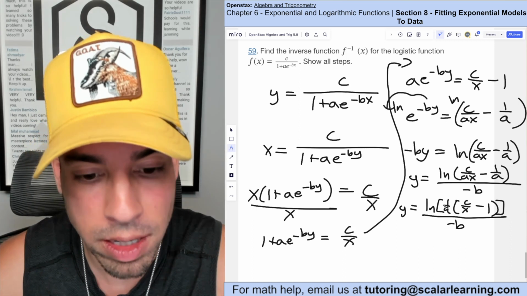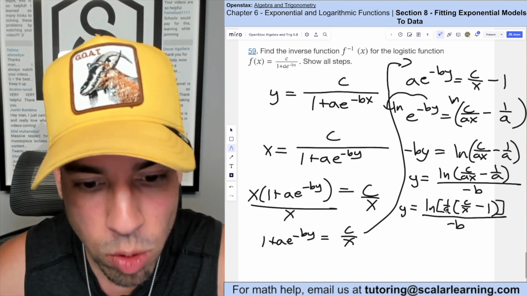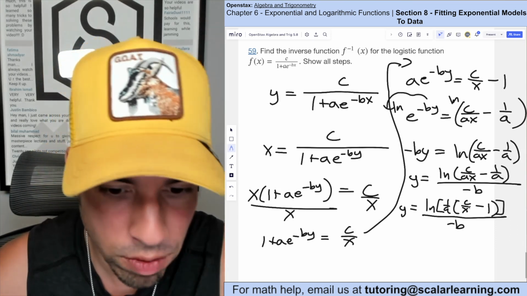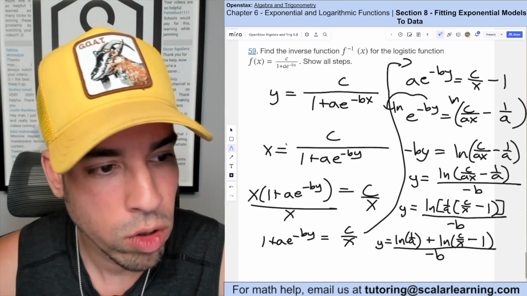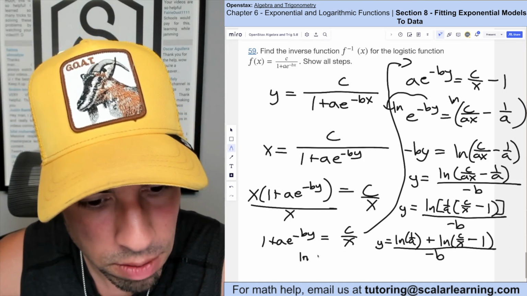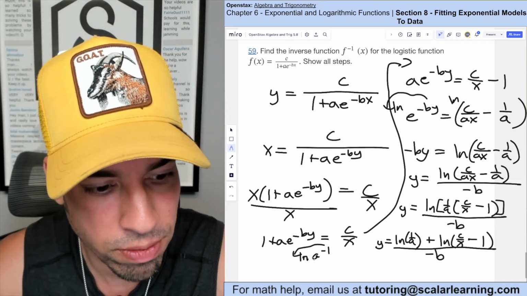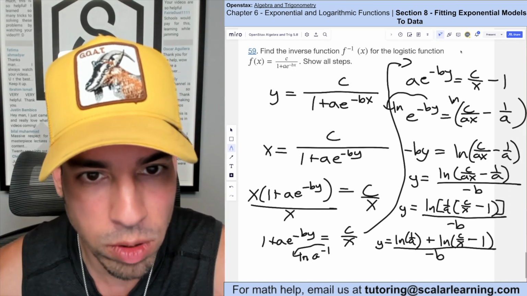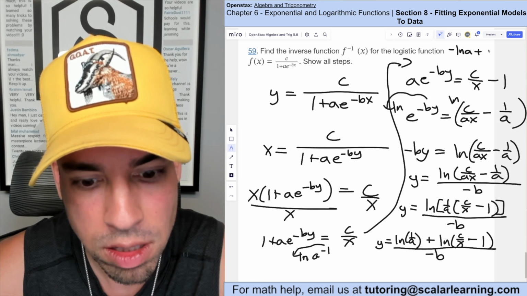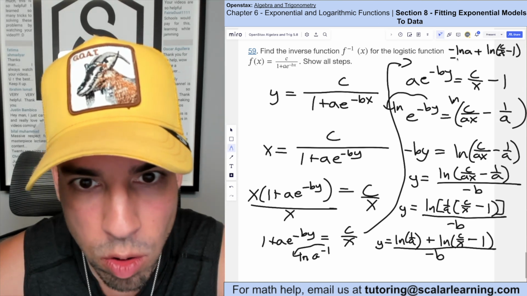Now, using my logarithmic properties, I can break this up. Since these two arguments are multiplying each other, I can break it up into a natural log of 1 over a plus natural log of c over x minus 1. And then ln of 1 over a is really ln of a to the negative 1. And using our properties, I can bring that down as a coefficient. So it's really negative ln of a. So we're gonna write this up here. So now I have negative ln of a plus ln of c over x minus 1 all over negative b.